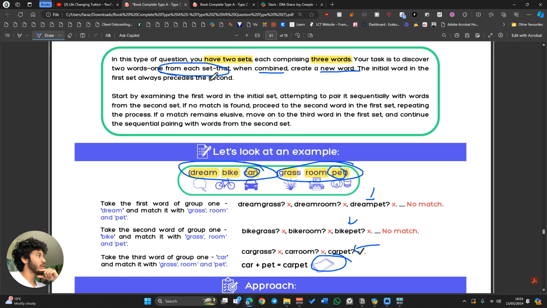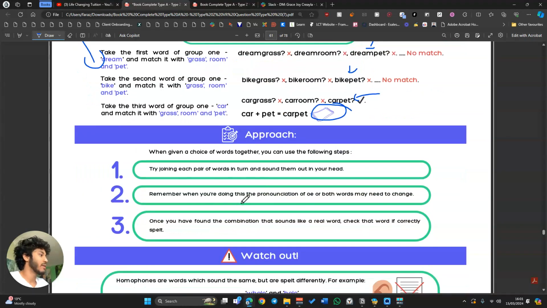So the initial word in the first set always precedes the second. That just means you have to go left to right. You can't do pet car. Start by examining the first word in the initial set, attempting to pair it sequentially. I think this part is basically just describing this, so we don't really need to read that.